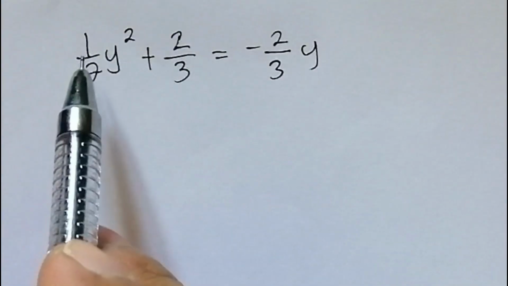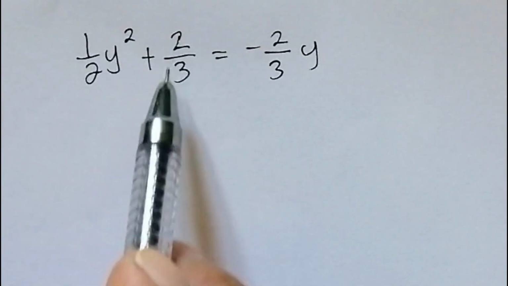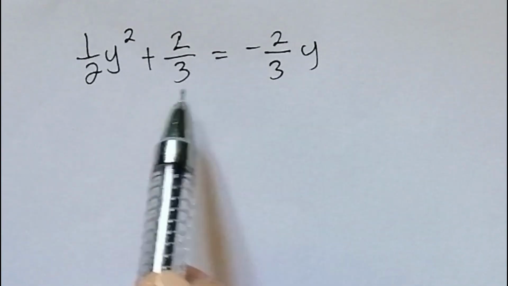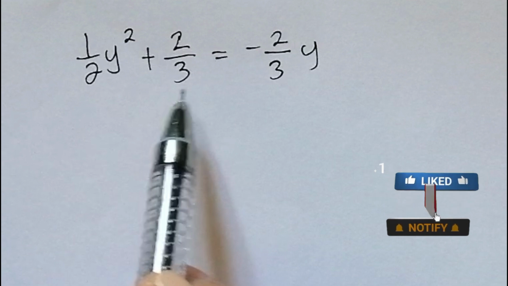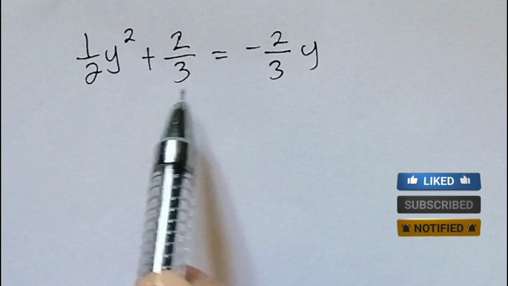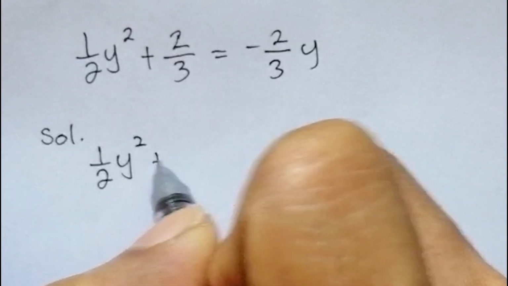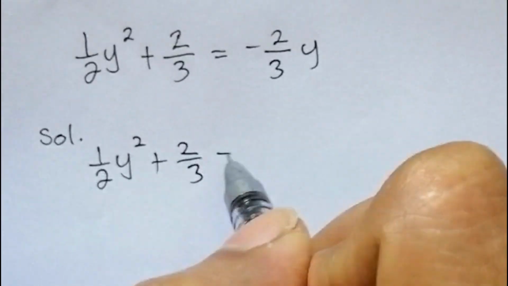Hello everyone, here is the problem to be solved. We have here 1/2 y^2 + 2/3 = -2/3 y. So in this case, we have to solve for the value of y.